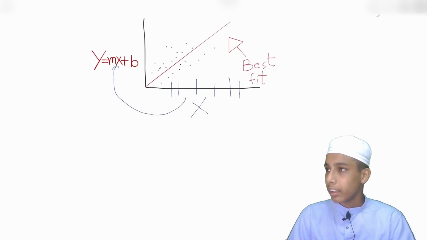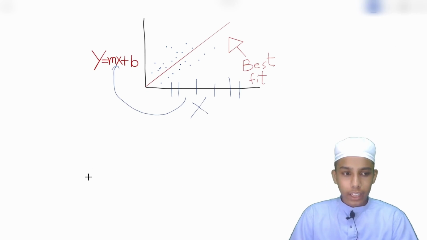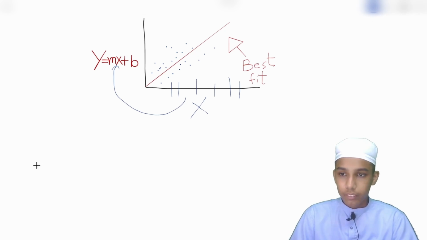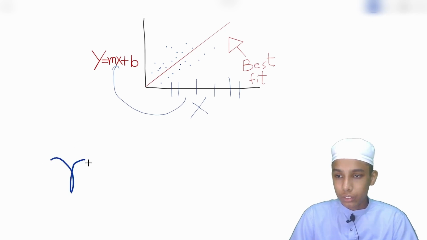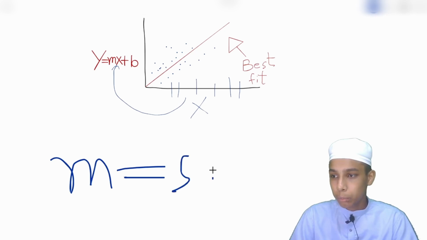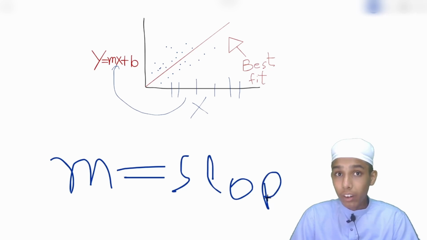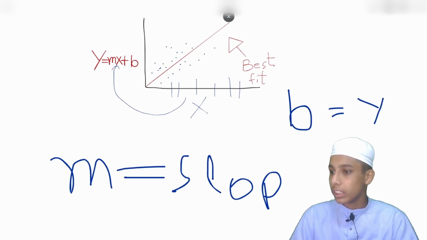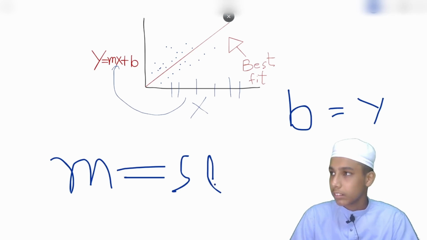Now let's figure out what is m. m is the slope. The slope is of the best fit line. m is a slope, you know. Now what is b? b is the y-intercept. Now what I'm going to do is remove this.